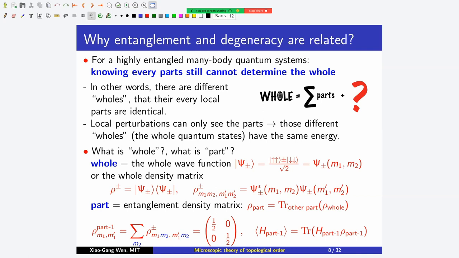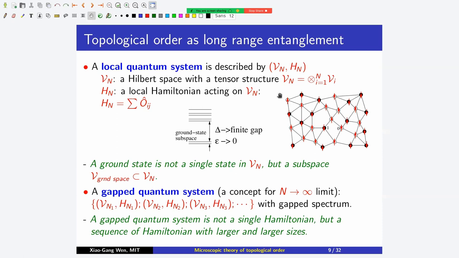I think this realization is very important. So we start thinking about entanglement, to see how to view topological order as some kind of a pattern of entanglement. So from this point of view, what kind of picture do we get?